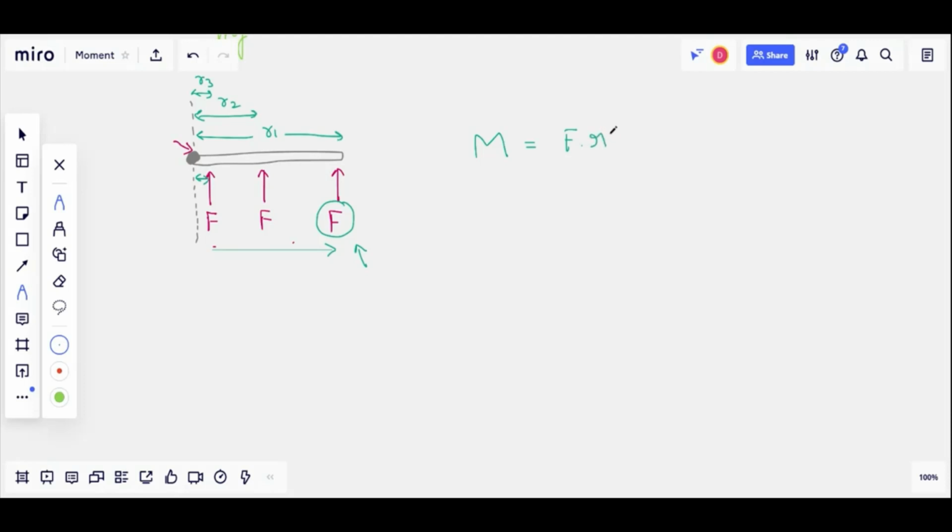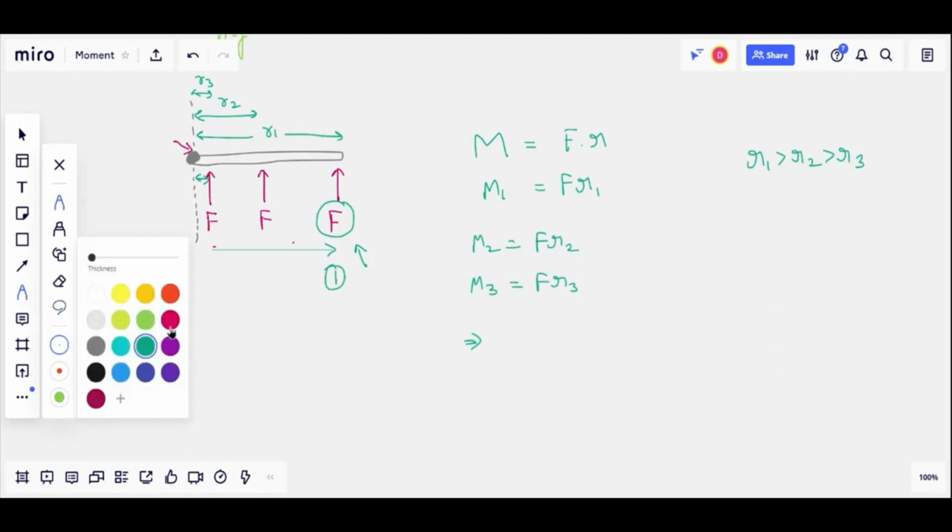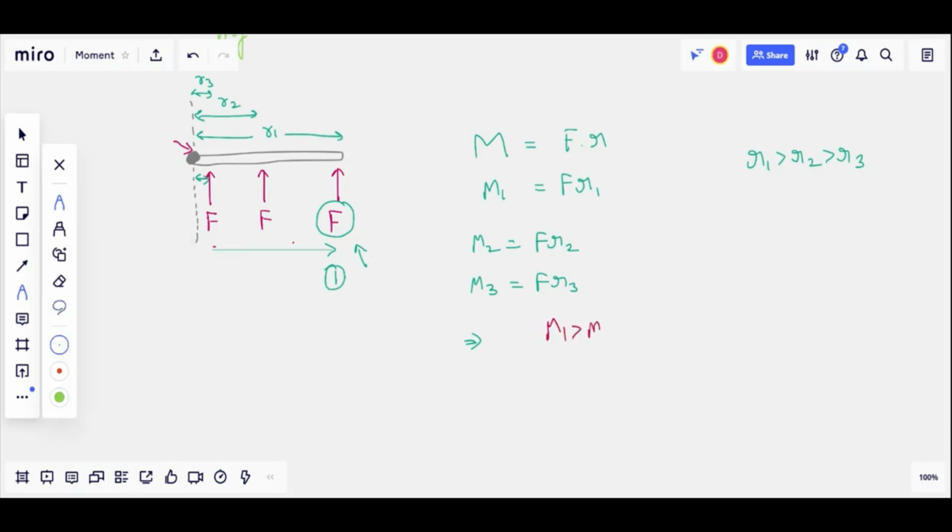For case one, the moment will be F times R1, and since R1 is greater than R2, which is greater than R3, if we call this M1, M2 would likewise be FR2, and M3 would be FR3. So the relation we have over here is M1 is greater than M2 is greater than M3. So clearly the moment for the first force is highest among all three. Hence, it is easiest for us to push when we are farthest from the door.